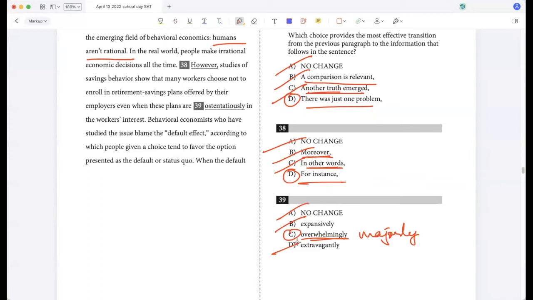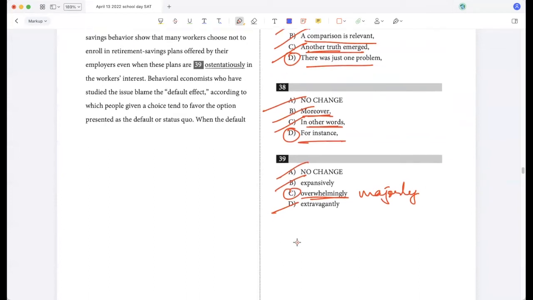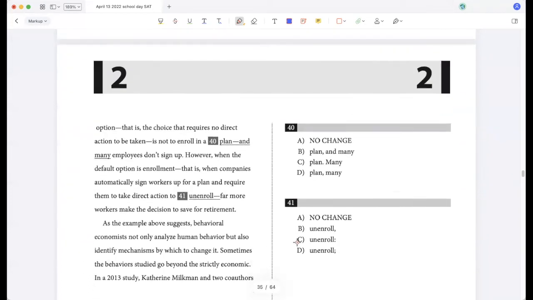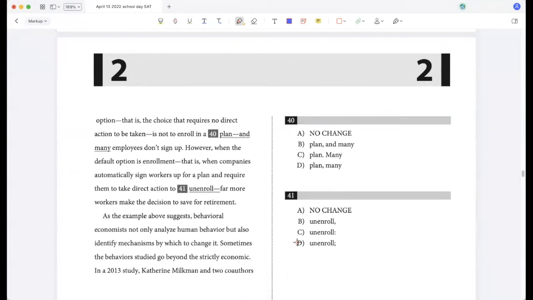opt for them. Behavioral economists who have studied the issue blame the default effect, according to which people given a choice tend to favor the option presented as the default or status quo. When the default option, that is the choice that requires no direct action to be taken, is not to enroll in a plan, many employees don't sign up.